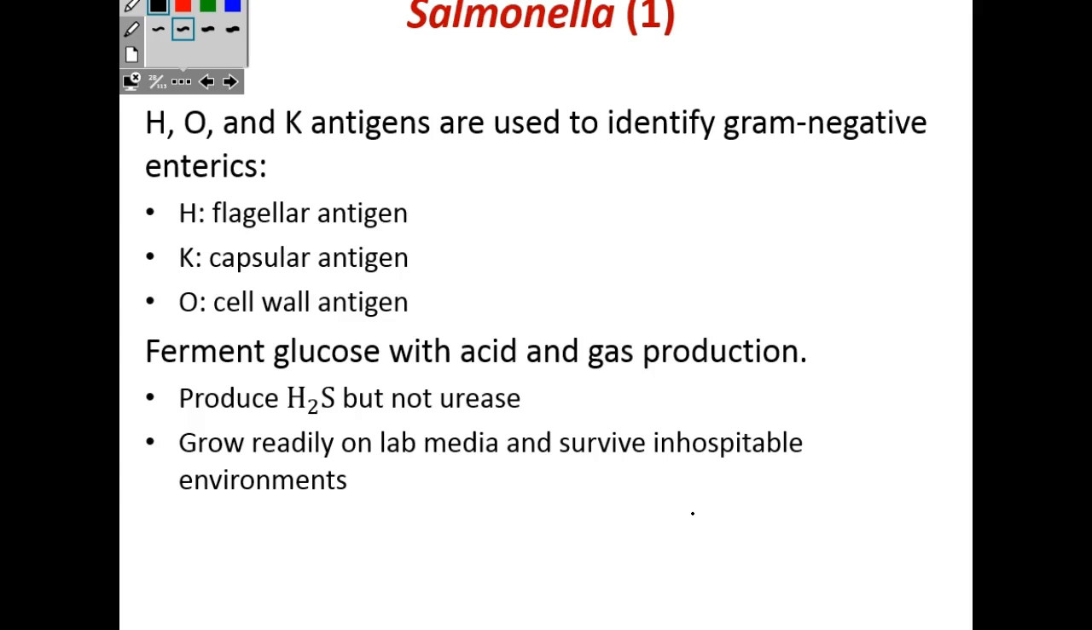H, O, and K antigens are used to identify gram-positive, gram-negative enterics. H, flagellar antigen, K, capsular antigen, and O, cell wall antigen. Ferments glucose with acid and gas production.